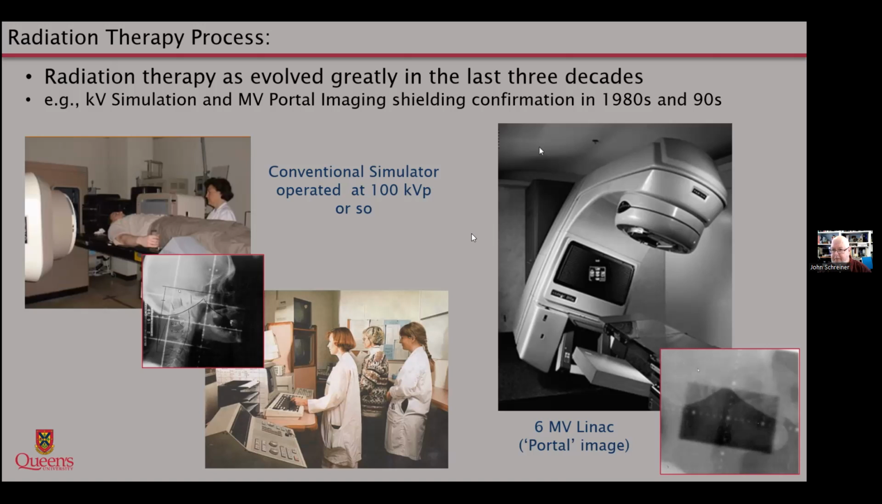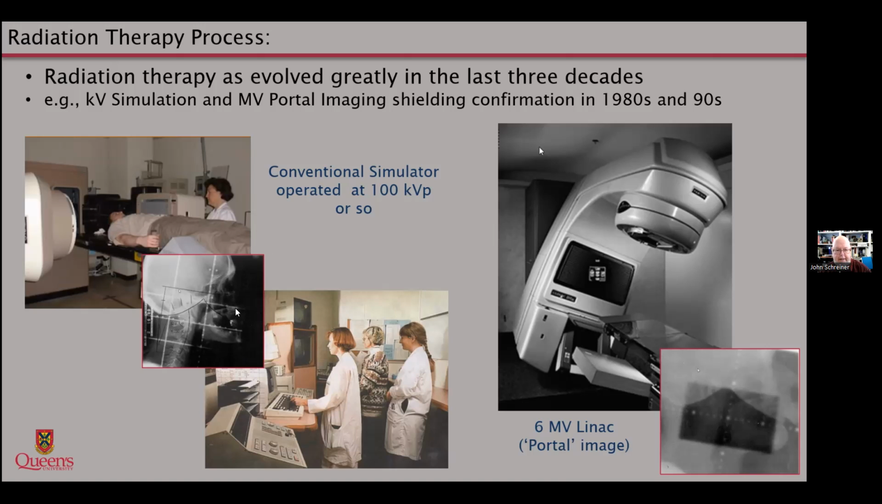And just to put some physics again, these are the same two images of this radiation beam port coming in, but this one was done with a diagnostic tube with the energy on the order of the photon energy, effective energy would be, say, about 80 kiloelectron volts. And here the energy of the beam would be in the mega electron volts.